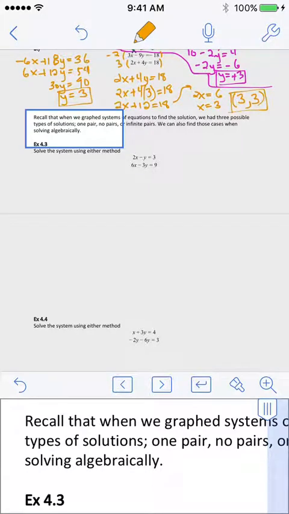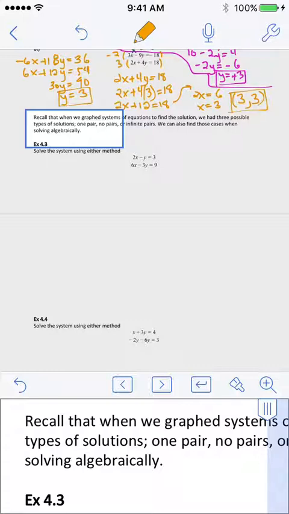Alrighty, second half of 4.1, 4.1b. So recall that last time we were talking about solving systems. A system is two or more equations where the x and the y mean the same thing, and they have solutions. A solution is a common intersection point.